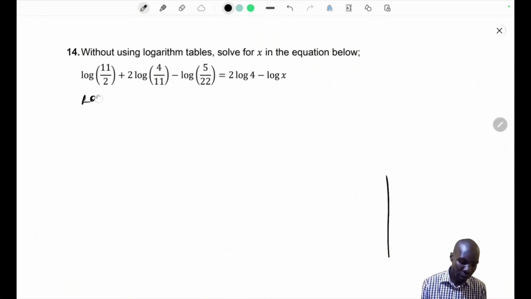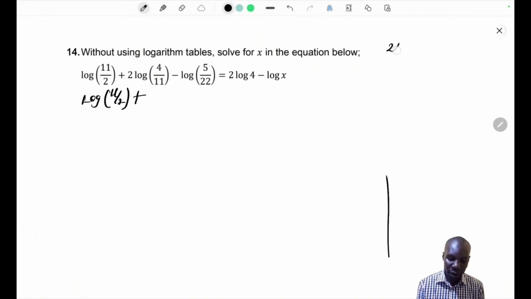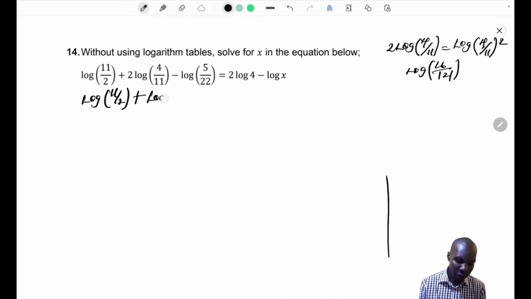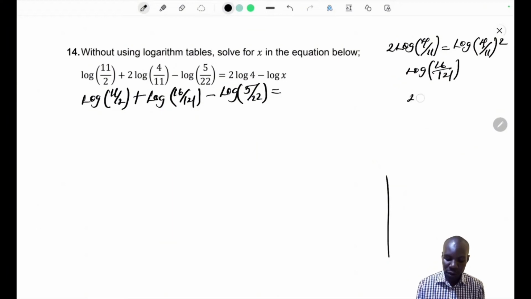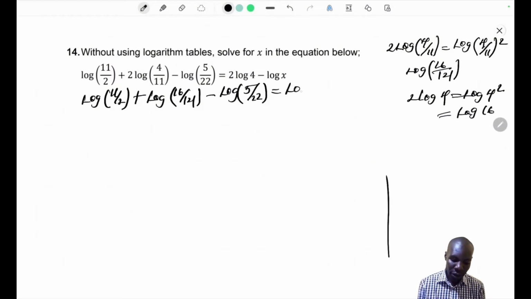So we'll have log of 11 over 2 plus 2 log of 4 over 11, which can be written as log of 4 over 11 squared, which is the same as log of 16 over 121. So we'll have here log of 16 over 121 minus log of 5 over 22 is equals to 2 log of 4, which should be the same as log of 4 squared, which is the same as log of 16, minus log of x.